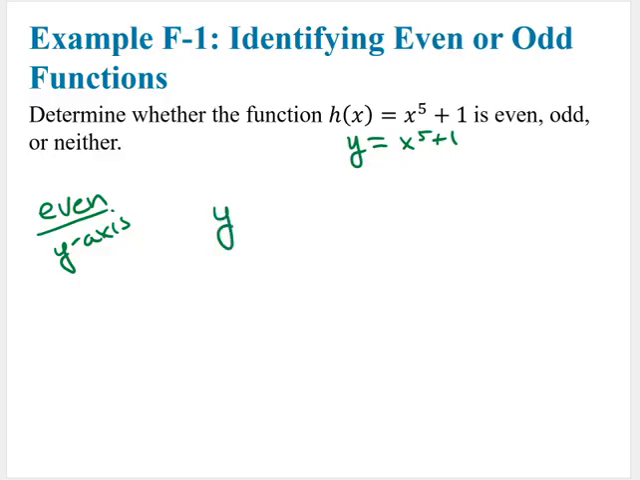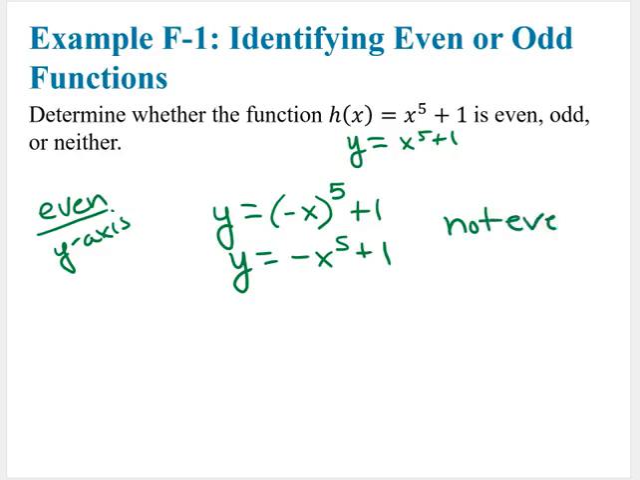So y equals, I'm going to take that x, make it negative, and then raise it to the 5th power, and then add 1. Well, if I raise a negative number to the 5th power, it is still negative. So y equals negative x to the 5th plus 1. So that is not the same function. So this is not even. It does not have y-axis symmetry.